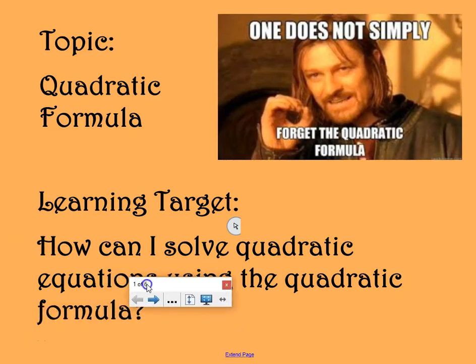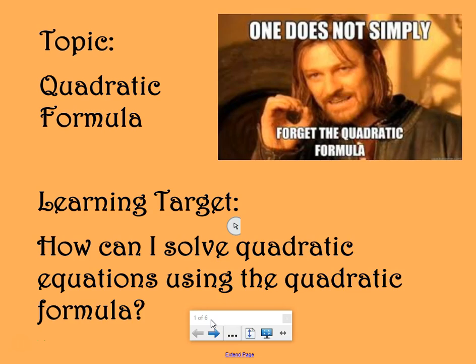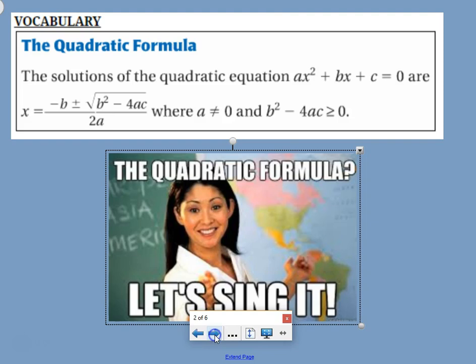Today our topic is the quadratic formula. Our learning target is how can I solve quadratic equations using the quadratic formula. So this is going to be our last way to solve quadratic equations.